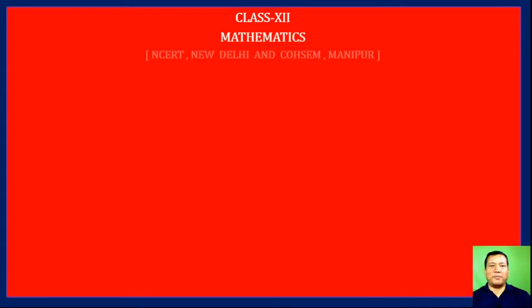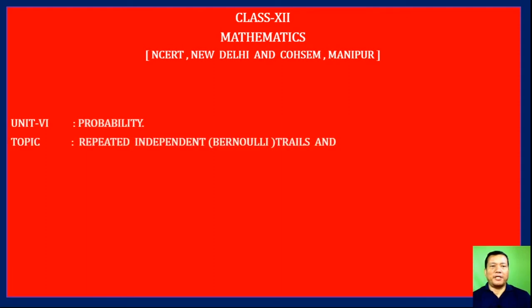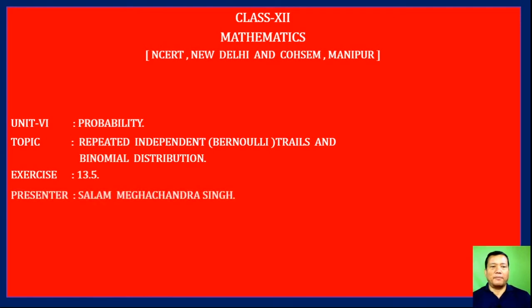Class 12 Mathematics, NCERT New Delhi and COHSEM Manipur. Unit 6 Probability. Topic: Repeated Independent Bernoulli Trials and Binomial Distribution. Exercise 13.5.